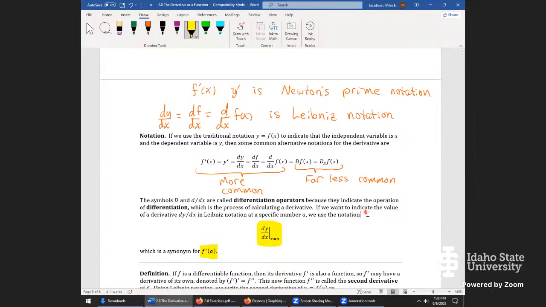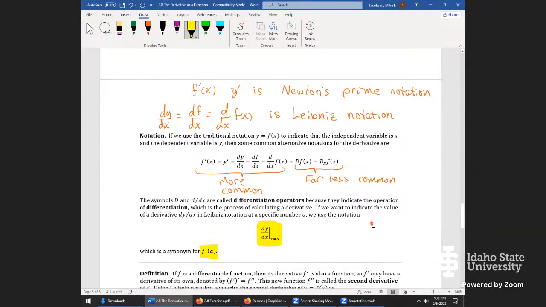Okay. For this chapter, we're really going to focus on f primes or potentially y primes. In the coming chapters, we'll take a look more at the Leibniz notation as well. In fact, a lot of the author's formulas are just stated in Leibniz, so we kind of just become familiar with them as part of getting through the book.